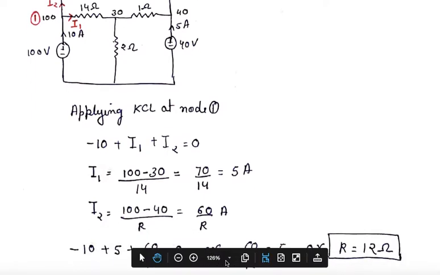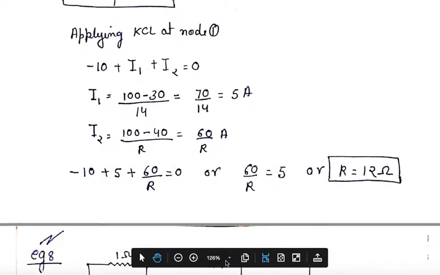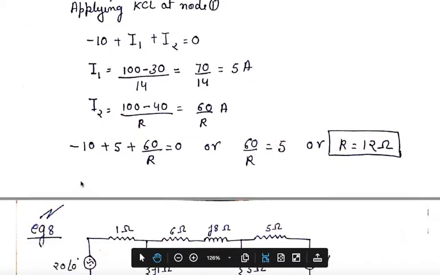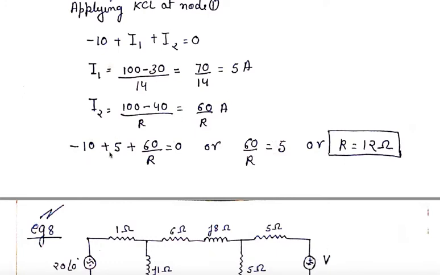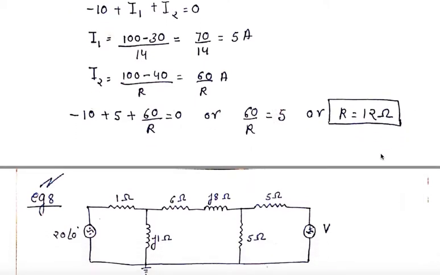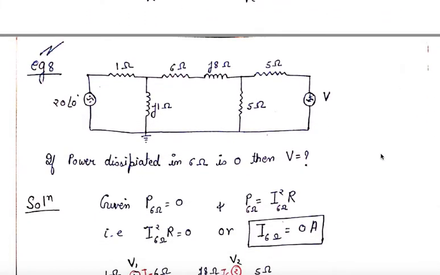Then we'll put these values in our equation. So it is minus 10 plus 5 ampere I1 plus 60 by R. The only unknown value in this equation is our R. So further solving this equation, we will be able to get the value of our resistance R, that is 12 ohm. So like this, by applying KCL, we have found out the value of our R. So we'll move to the next question.